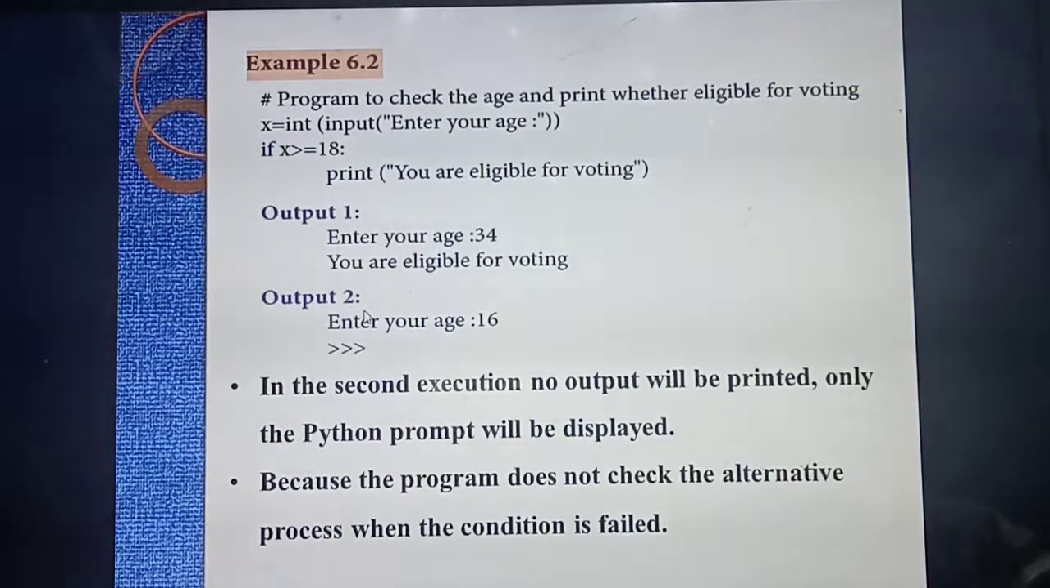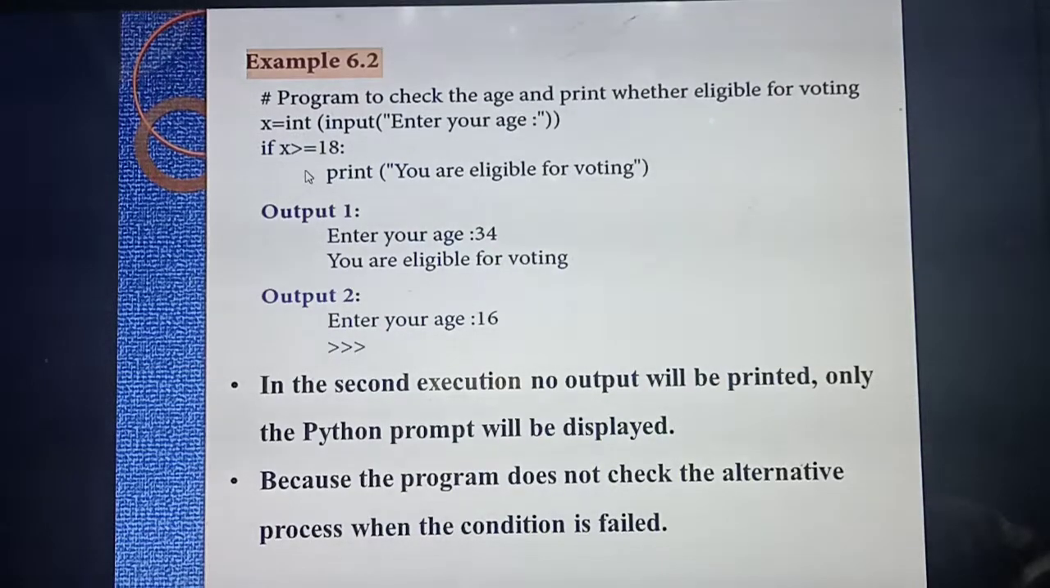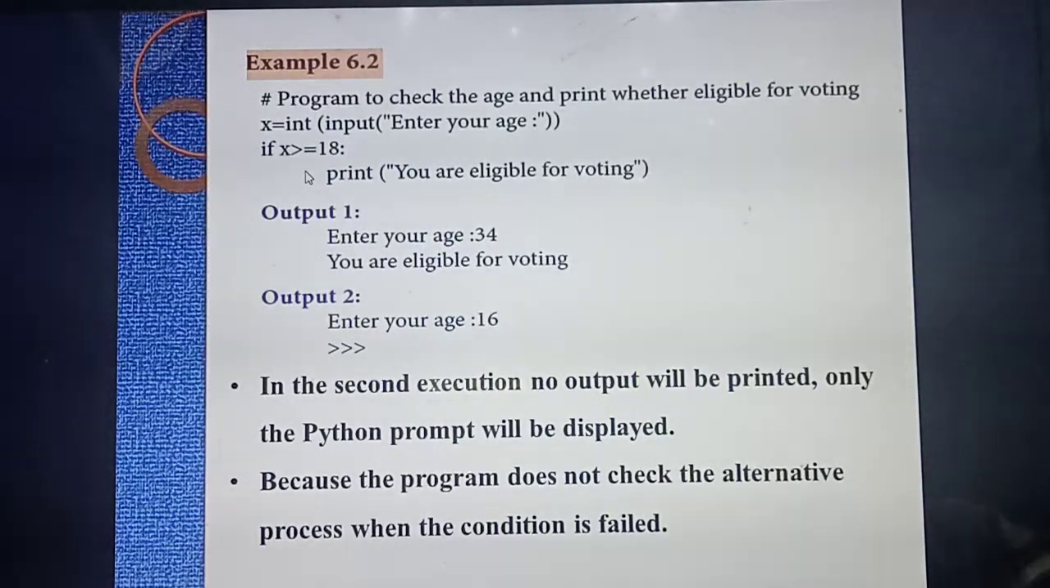Next, you are executing again. Okay, enter your age. You are entering the age 16. So it will check whether 16 is greater than or equal to 18. No. So your condition is false. Once your condition is false, there is no chance to execute a false block. Your condition is false, so no statement will display. Only the prompt symbol will be displayed there. Okay, so that's the disadvantage of this if condition.